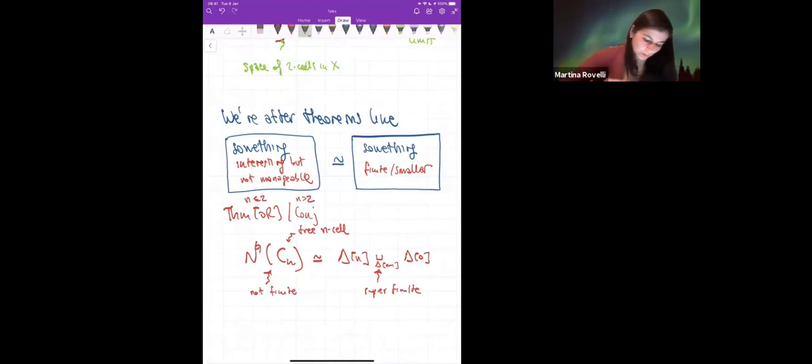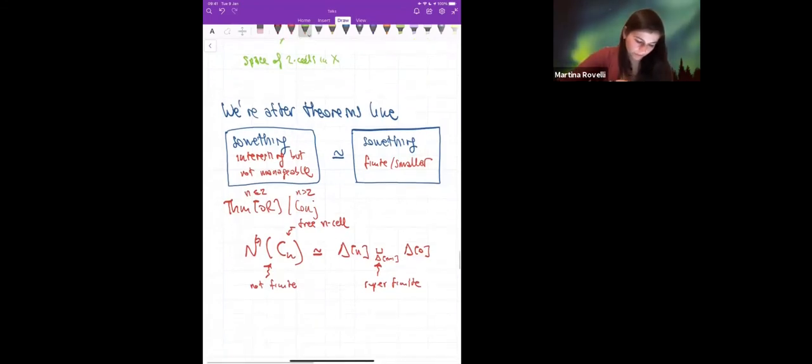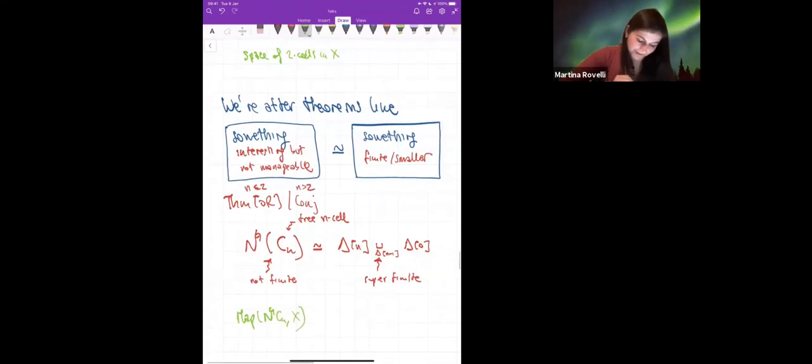So if we want to explore what the green consequence would be for this statement, it would say that if now I want to look at the mapping space that defines the space of n cells in X, this is equivalent to a pullback of the set of n simplices of X over X minus 1 with X0.